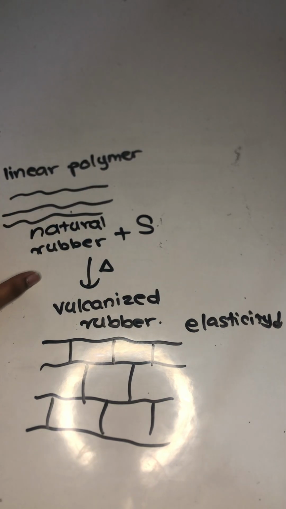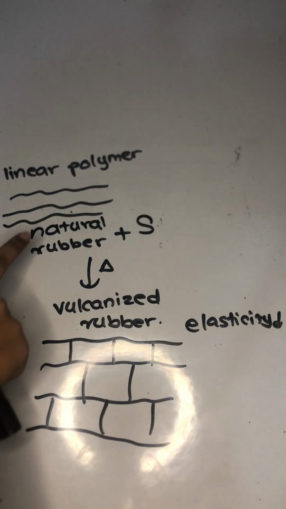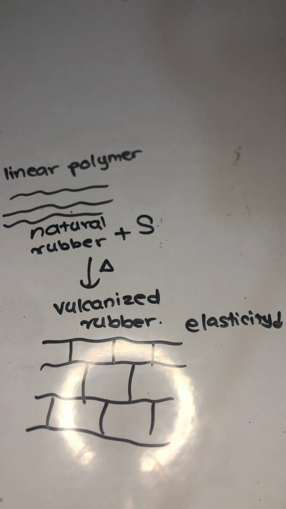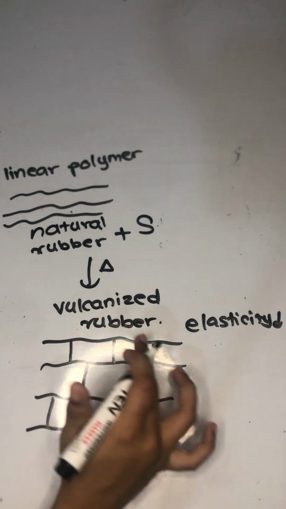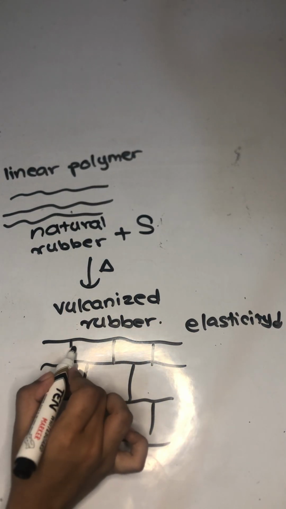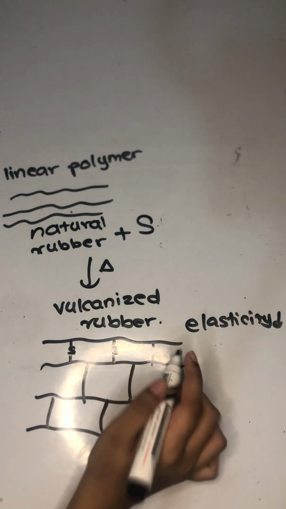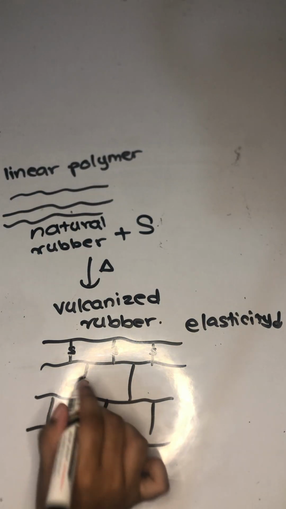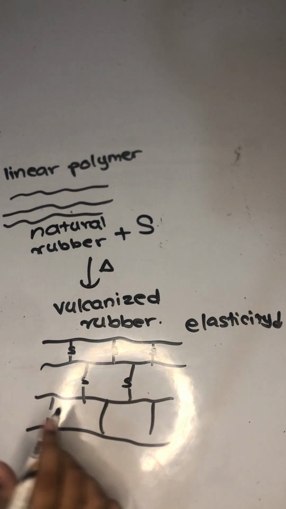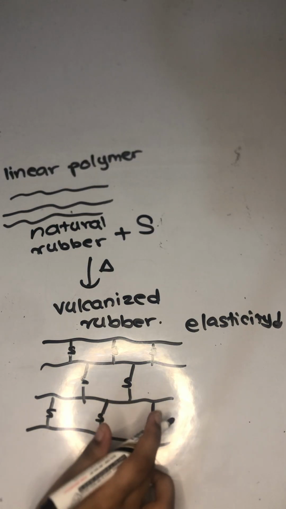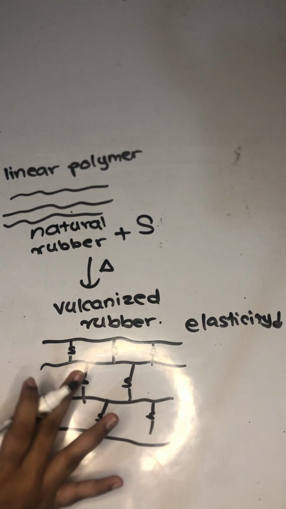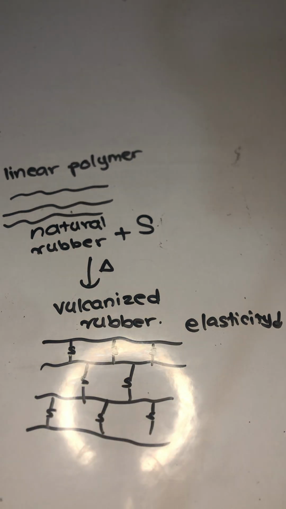Yeah, so natural rubber is the linear polymer. Once you add sulfur, it becomes vulcanized rubber. And how does it become vulcanized? Because of formation of crosslinks. And these crosslinks, mind you, were made by sulfur itself. Now this crosslink is by sulfur, this crosslink is by sulfur. So I put S, right? That way you know the crosslink is by sulfur. Okay, so that is what is going on here, and due to the crosslinks the elasticity is highly reduced.